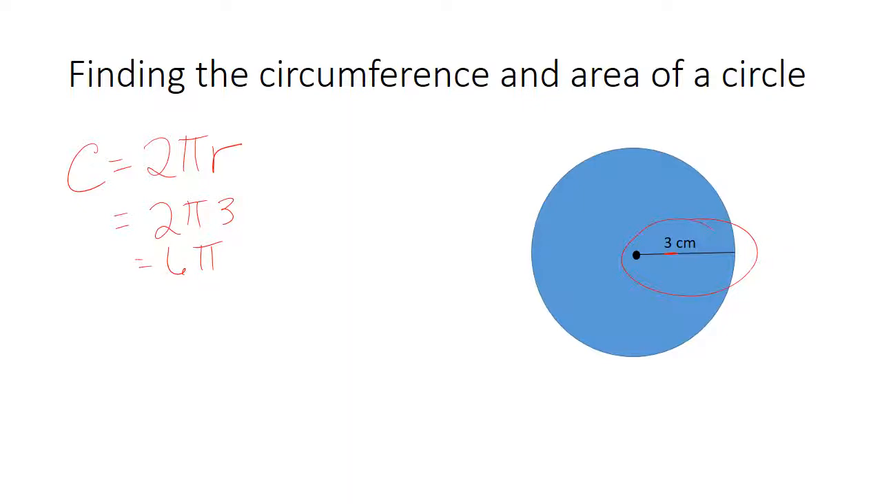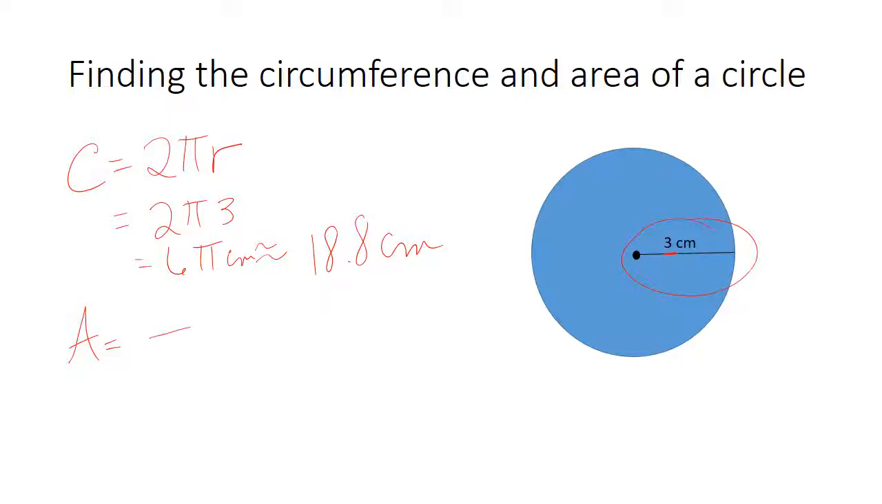The other thing that you can do is you can go ahead and estimate out what 6 pi is, which would be 18.8 centimeters. So you could leave it as 6 pi centimeters or 18.8 centimeters. Either one of those would be considered to be correct. Sometimes I will ask you to leave it in terms of pi. That just means leave your pi in your answer rather than actually multiplying it out on your calculator.